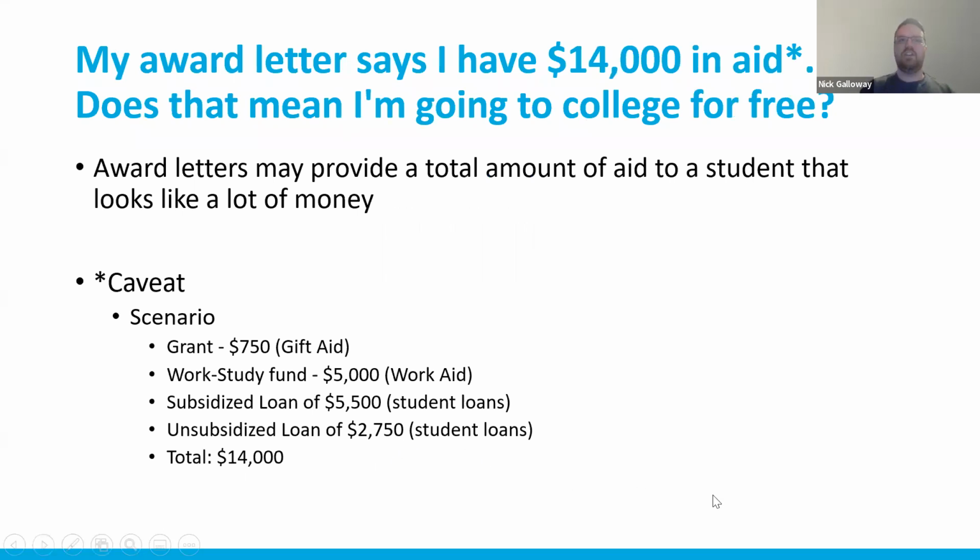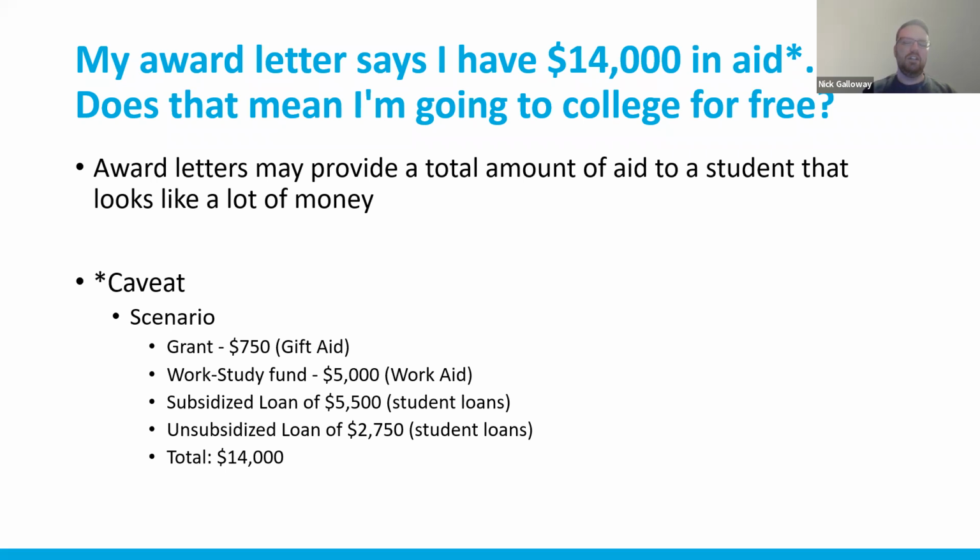This is another thing that we want to warn students about and have our educators such as yourself navigate with our students. We tend to focus in on the hard dollar amount. So we'll look at this scenario where the award letter says they have $14,000 in aid. What does that really mean?